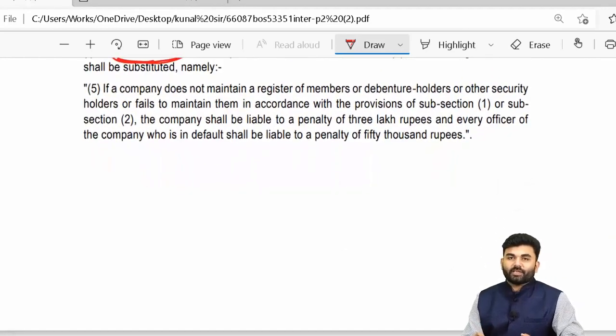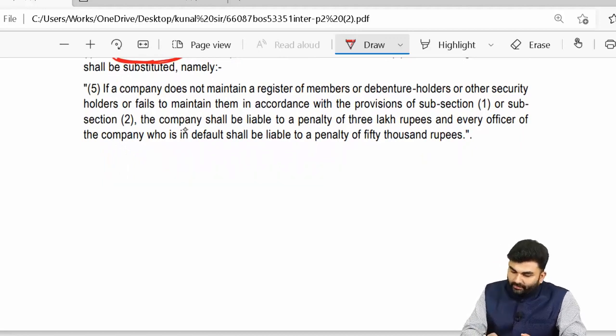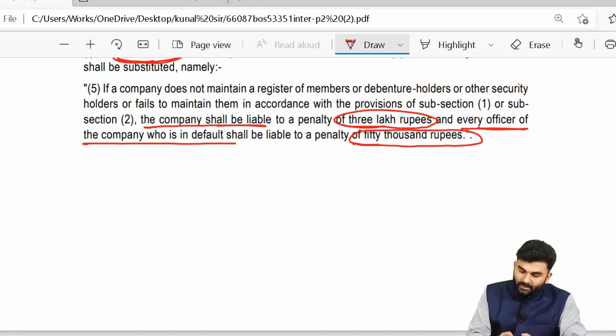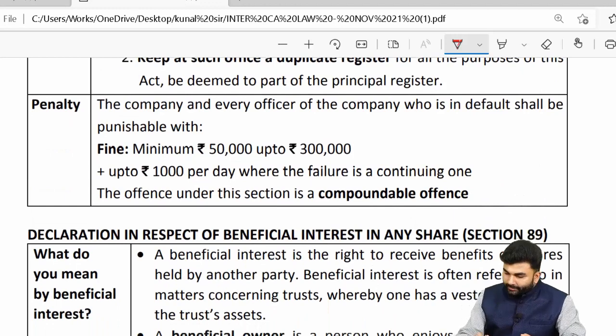If the provisions of section number 88 are being contravened, then the company will be liable to a penalty of rupees 3 lakh, and every officer of the company who is in default shall be liable to a penalty of rupees 50,000. The changes you need to make are on JKSIS textbook page number 149.